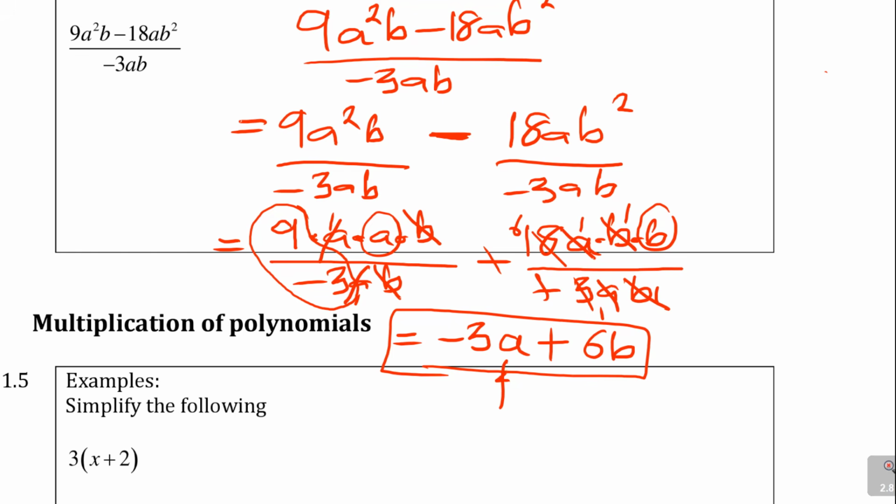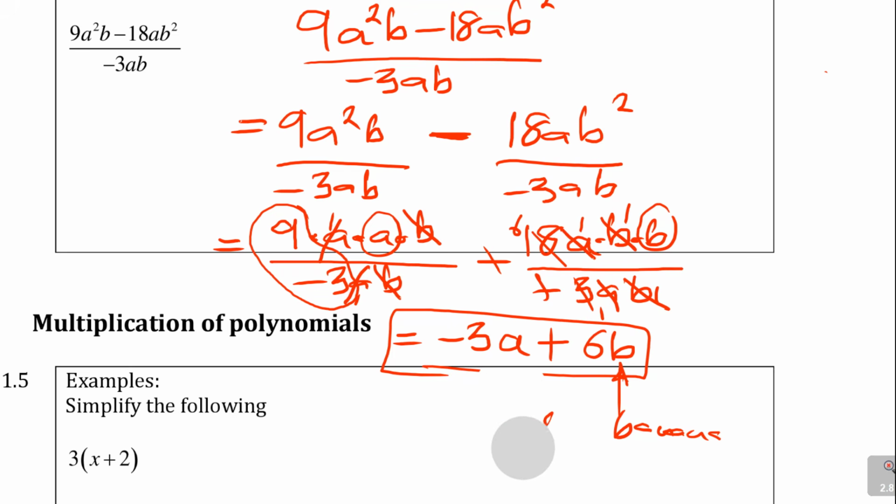Why? The letter here is A. The letter there is B, meaning different things. If A stands for apples and B stands for bananas, you can't say minus 3A plus 6 bananas. You can't add an apple and a banana. It will remain as an apple and a banana. So just leave it like that.